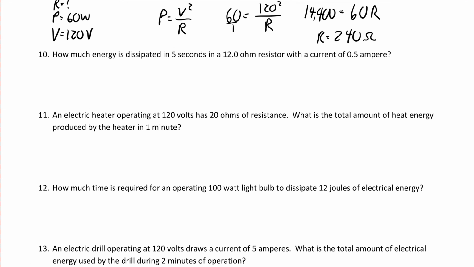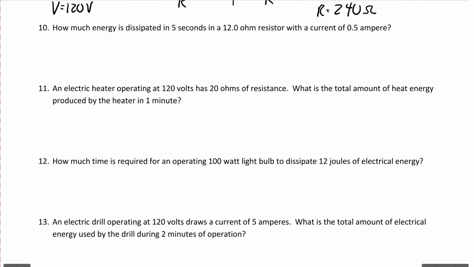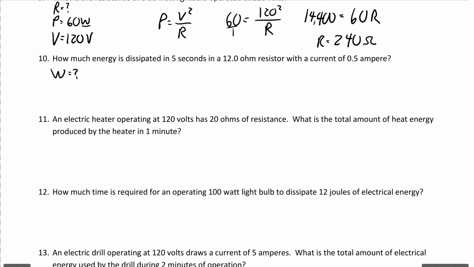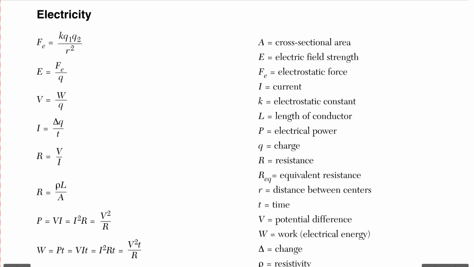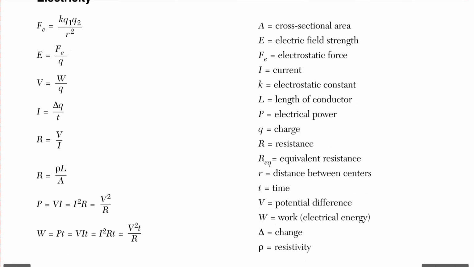All right, number 10, how much energy? How much energy is dissipated? If they're looking for energy, they're looking for this capital W thing, which is different from this W thing. That's for watts. This is for electrical energy. And did you know on the right side of the reference table, it tells you what all these letters mean?